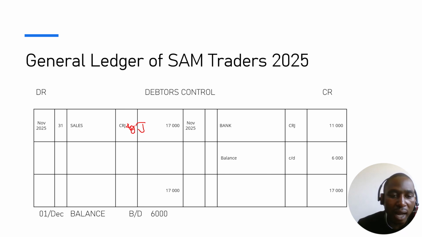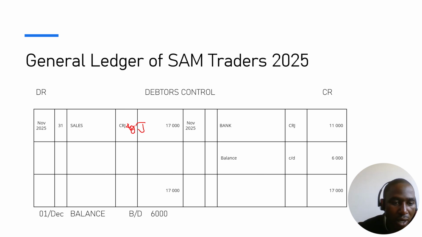And then we'll write the total of the debit side on both sides. And then we will say the lesser side, that is the credit side, minus the total, and we'll have the balance that is short on the credit side for it to be equal to the total. So we'll say 17,000 minus 11,000, and we have a balance carried down of 6,000, and we are going to write that balance as balance carried down.